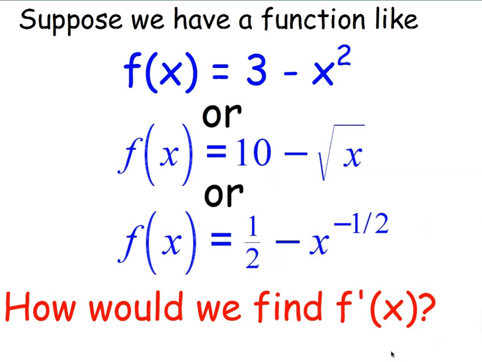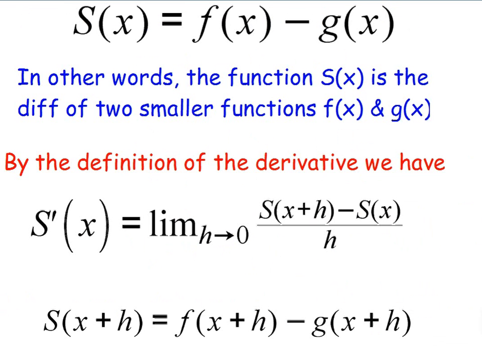So the difference rule comes into play when we're subtracting two separate things, or you could say terms. So 10 minus radical x, 3 minus x squared, 1/2 minus x to the negative 1/2. The thing about that is, it's almost like the sum, except it's subtraction. So let's figure out how to figure that out.